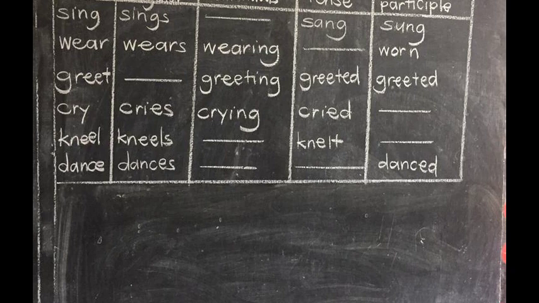Then we have greet, and under greet, the present simple form that works with the singular subjects is missing, so you're going to fill it there. We have the greet, and for the greet, the past participle is missing, so you'll have to fill it. When we move to kneel, the kneel is missing the present continuous tense and the past participle tense. Then dance is missing the present continuous tense and the past tense.